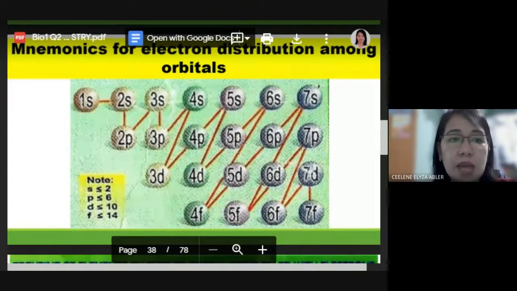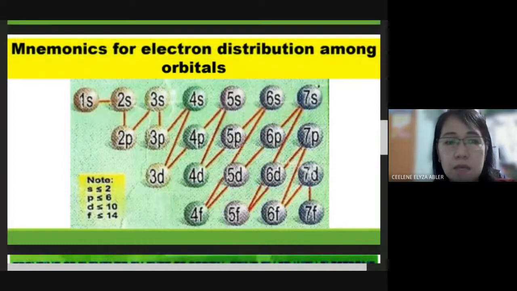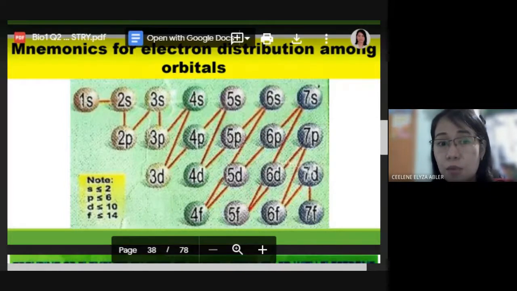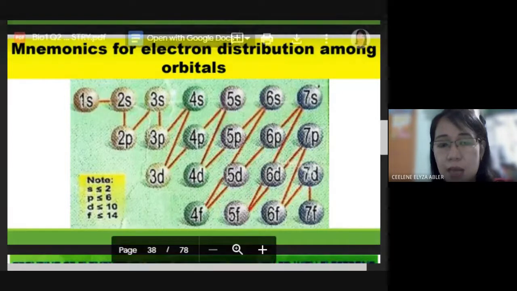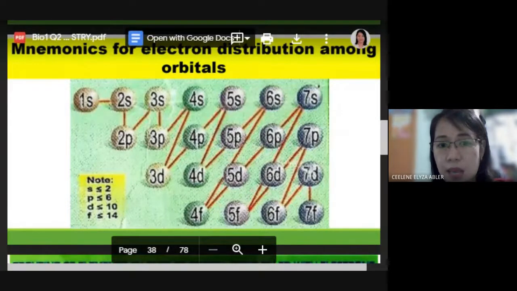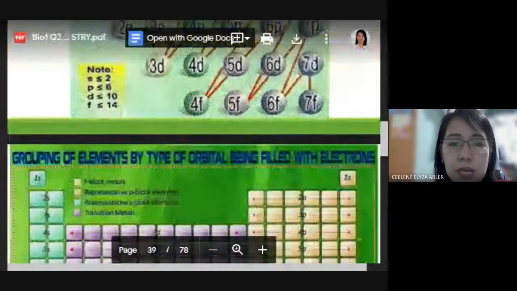Okay, so we have 1s, then you have 2sp, then you have 3spd, then you have 4. Remember 4 is up to f na siya. Then 5 SPDF, then we have 6 SPDF, then 7 SPDF. Then remember meron pa tayo yung G but it's not used at all sa biology.